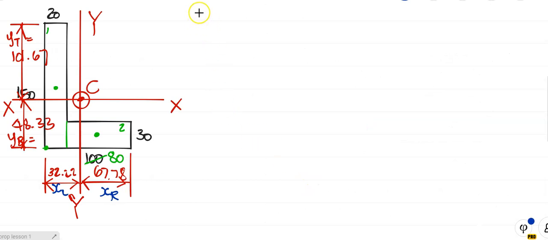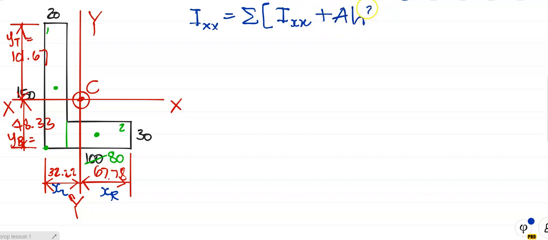I x is equal to the sum, and there's a square bracket there, and I said yesterday, notice small x, it's not the same thing. I'll explain it as I do that, plus A times h squared. So we're now going to calculate the second moment of area about the x axis. That's the x axis there.